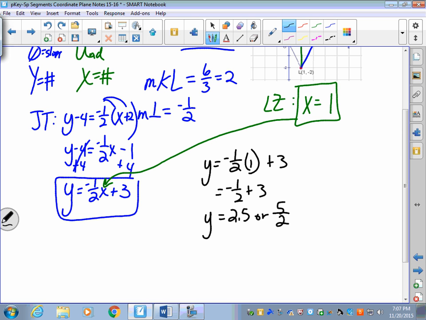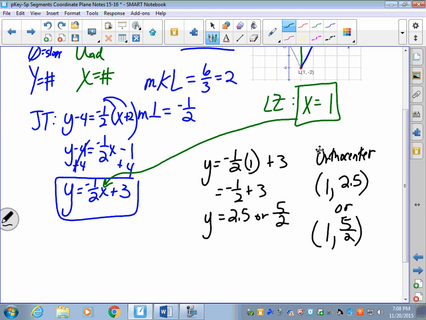Okay, so all they wanted was the coordinate. So the orthocenter has the coordinate (1, 2.5), or you can say (1, 5/2). And I'm going to talk about the check for understanding after this.